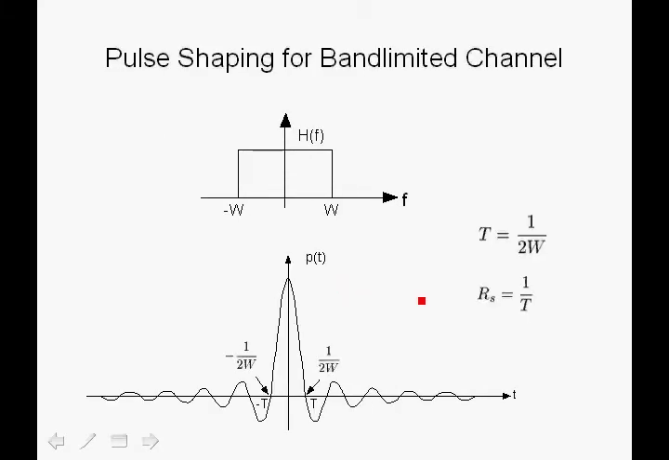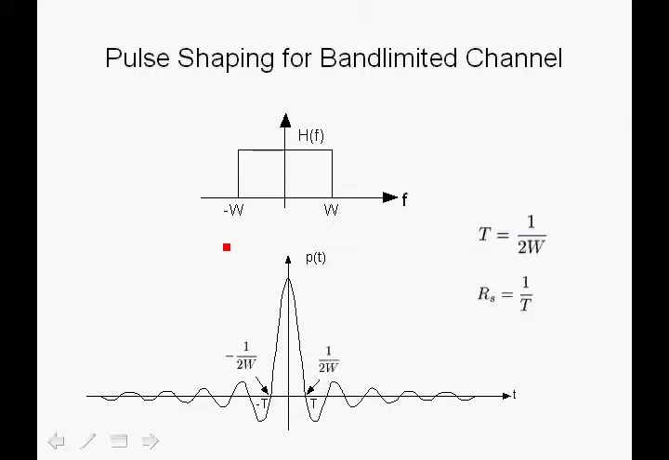A couple of definitions are important. One is the symbol rate. So in this case, the zero crossing of the sinc function is at T. The symbol rate would be R_s = 1/T. Also notice that the zero crossing in the time domain is related inversely to the bandwidth. That is, T equals 1 over 2W. And you can see this from the inverse Fourier transform.